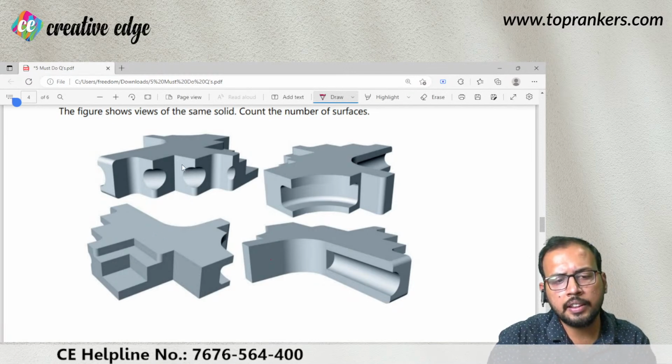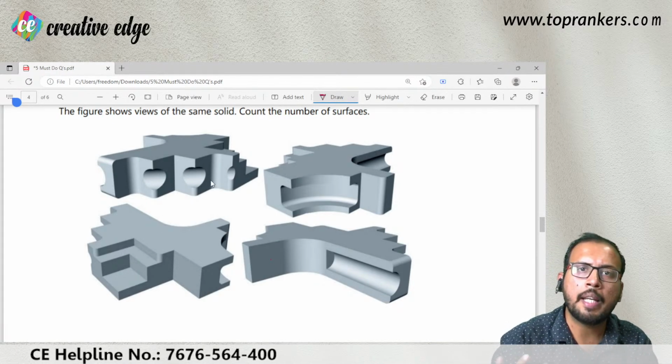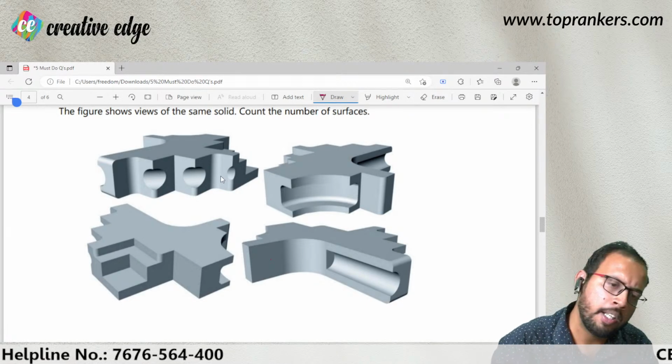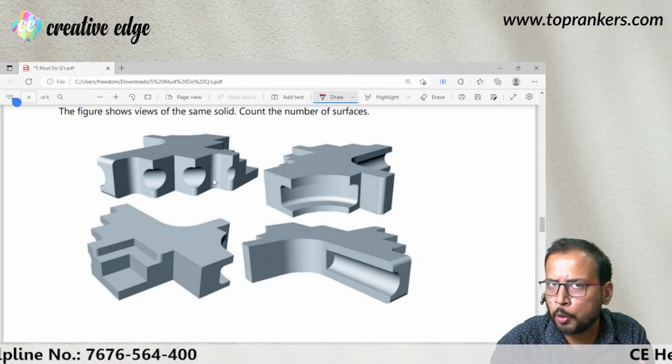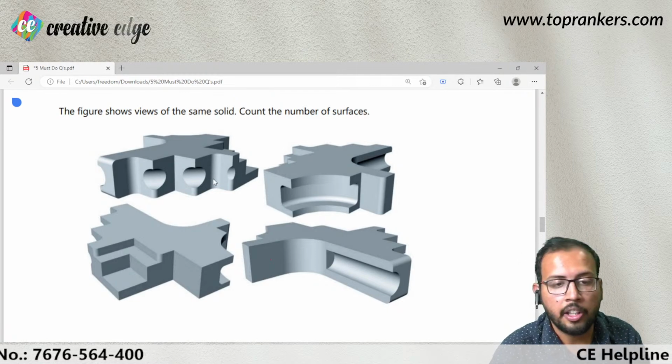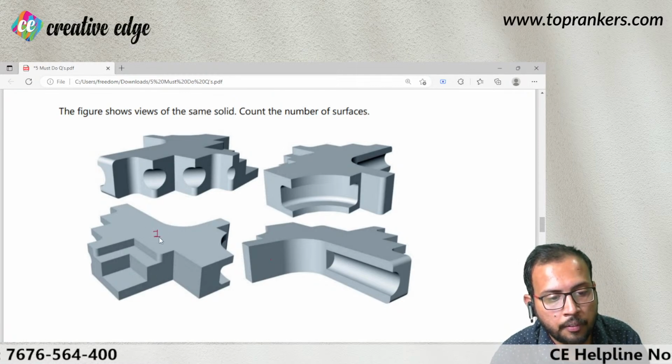You can see that these are four different views of the same solid. तो उससे फर्क नहीं पड़ता है कि आप किसको पिक कर रहे हैं, but make sure that no surface should be repeated, no surface should be excluded. ठीक है. So this is going to be my first surface.